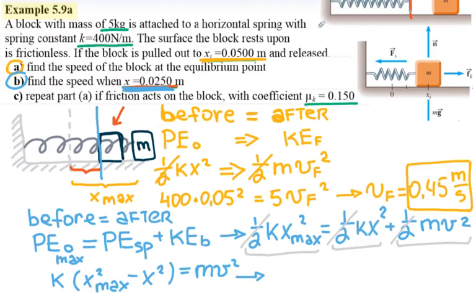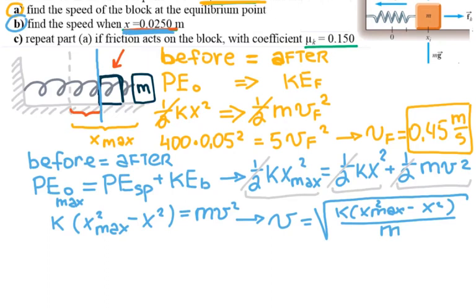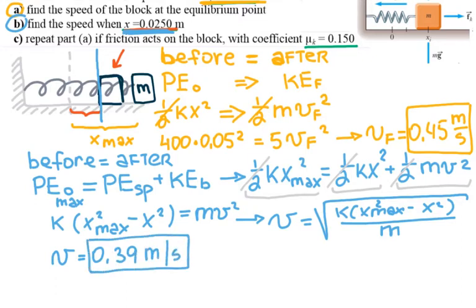So from here, the velocity of the block when it is 0.025 meters away from the equilibrium is equal to the square root of k times x maximum squared minus x squared, divided by the mass. If I plug in all my numbers, I will get that the velocity at this moment, 0.025 meters away from the equilibrium, is equal to 0.39 meters per second. So that's my answer for the B part.